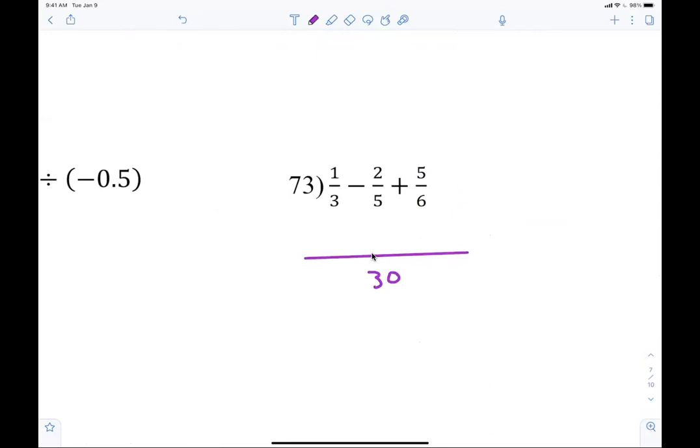No, don't do the 3. Look, this is how I want you to do fractions from now on. I already just make one denominator, right? 30. So what am I multiplying the first fraction by? 10. So the numerator would be 10 minus, what's the numerator? 12, plus 25. Isn't that better? Yeah, I don't want to do all that.